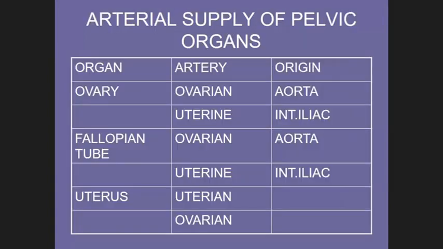Right. So then, summary of that blood supply to the pelvic organs: ovary, ovarian artery, origin from aorta. Ovary also supplied by the uterine artery, originating from internal iliac. Fallopian tube supplied by ovarian and internal iliac again. Uterus is supplied by uterine and ovarian. And then next one.